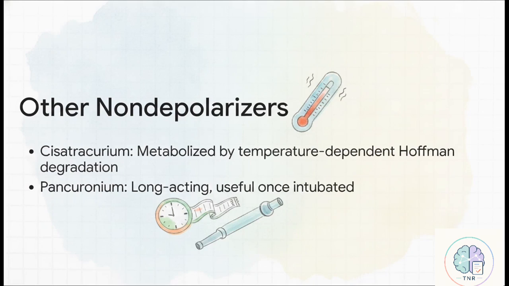Let's finish out our drug profiles point by point with two more non-depolarizing agents. First up is cisatracurium, or Nimbex. This is another intermediate-acting agent. What's highly unique about this one is that it's metabolized by something called Hofmann degradation, which is entirely temperature-dependent. Also, it yields no significant increases in histamine. Finally, we have pancuronium, or Pavulon. Due to its long-acting nature, it is not indicated as a primary paralytic for intubation. However, it becomes really useful once the patient is already intubated, or you can use it in a low dose as an adjunct to succinylcholine, just like we discussed a moment ago.